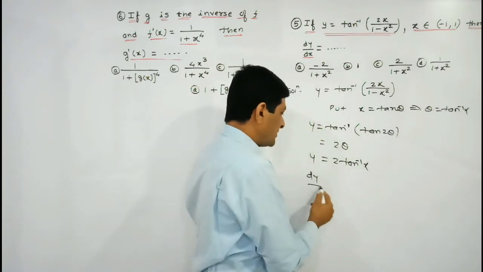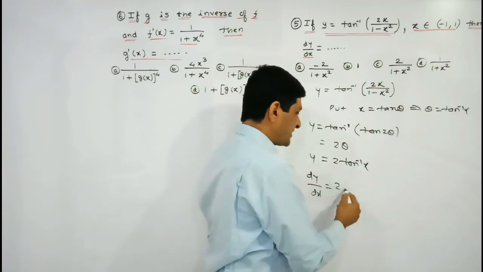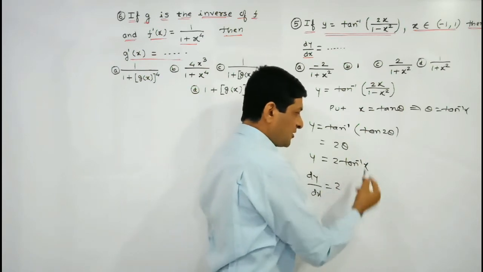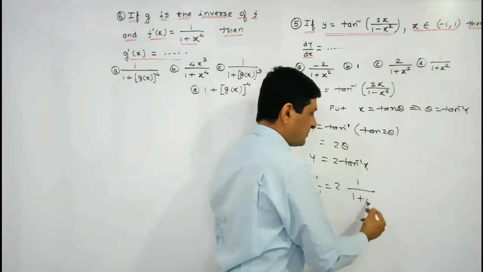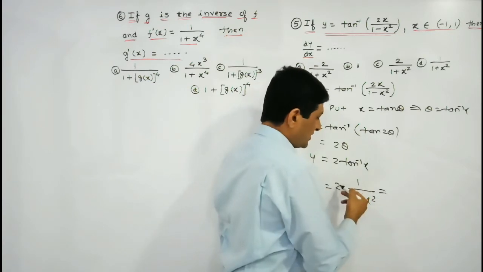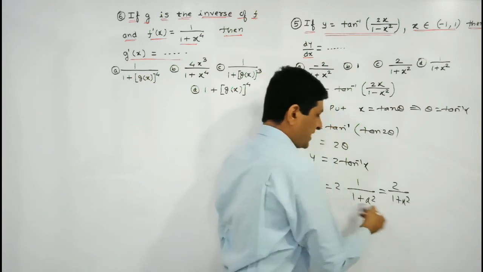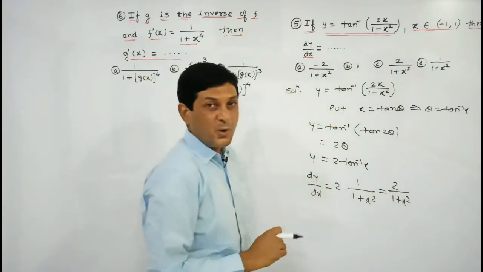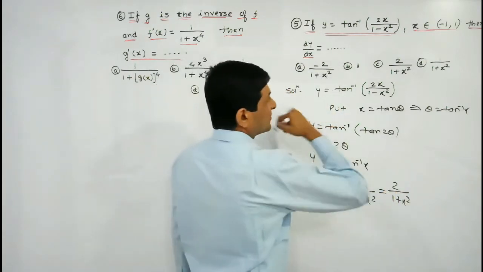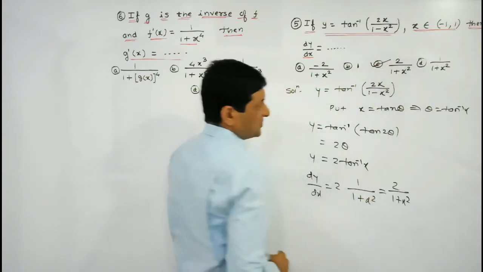Now once the value of y is known to us, differentiate it with respect to x. So 2 we keep as it is, the derivative of tan inverse of x is 1 upon 1 plus x square. So 2 into 1 will be equal to 2 and in the denominator we are getting 1 plus x square. So 2 upon 1 plus x square will be the required differentiation here.